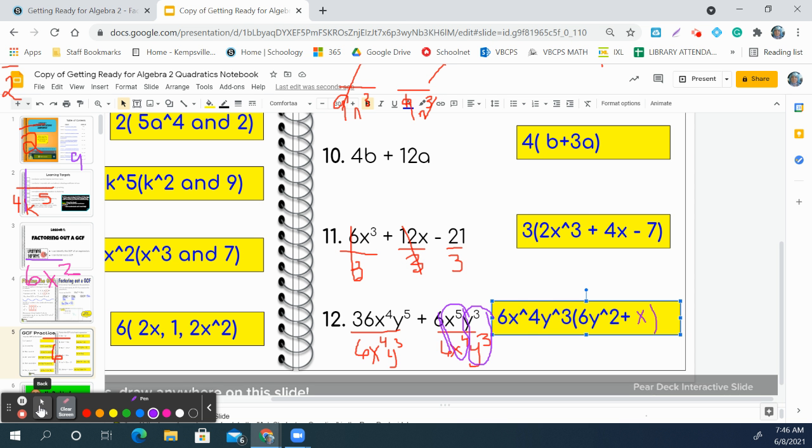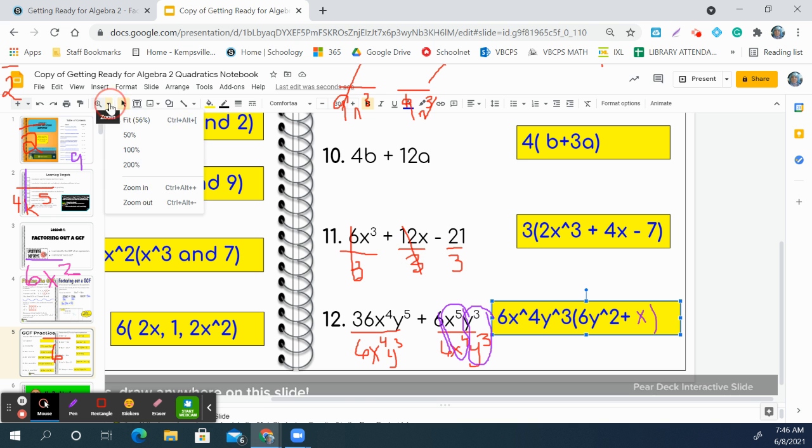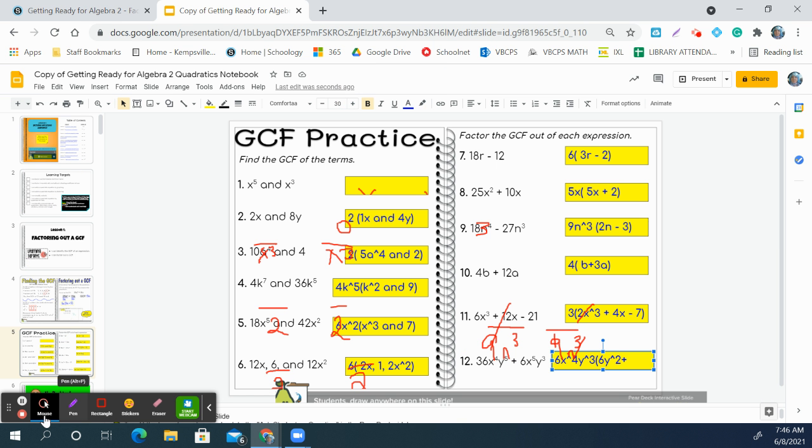Okay. This greatest common factor reverse distribution is fundamentally the first lesson in Algebra 2. Did I give everybody a chance to do it?